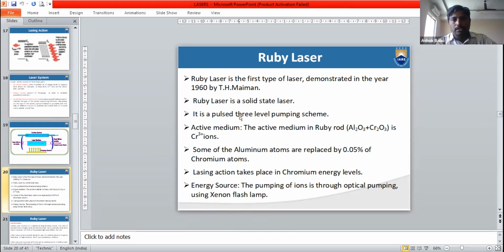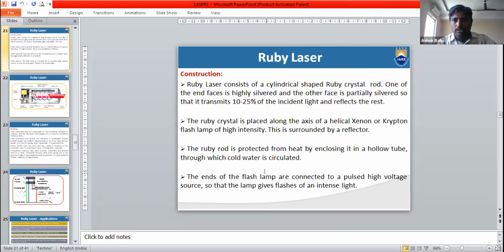This is a pulsed three-level pumping scheme. The active medium in the ruby rod is chromium 3+ ions. Some of the aluminum atoms are replaced by chromium atoms. Lasing action takes place in the chromium energy levels, so the active particles are chromium 3+ ions. The energy source is optical pumping, using a xenon flash tube, a flash lamp. So this is the construction part.